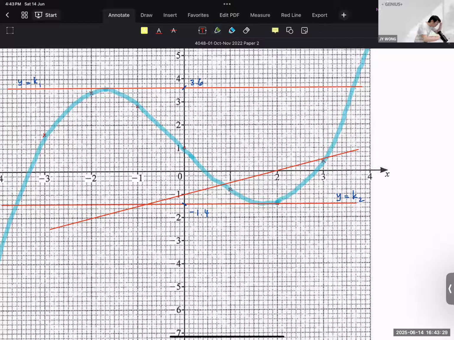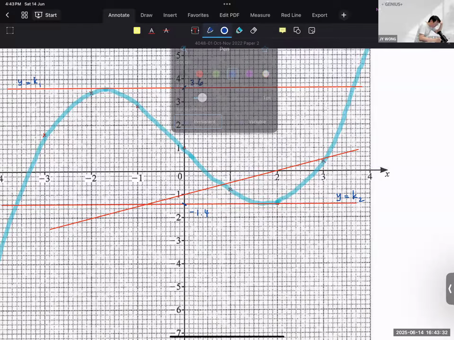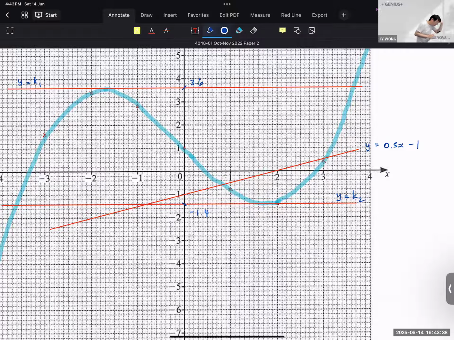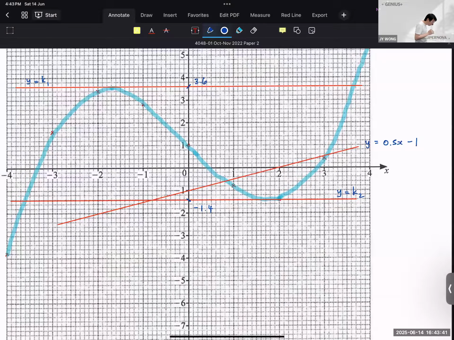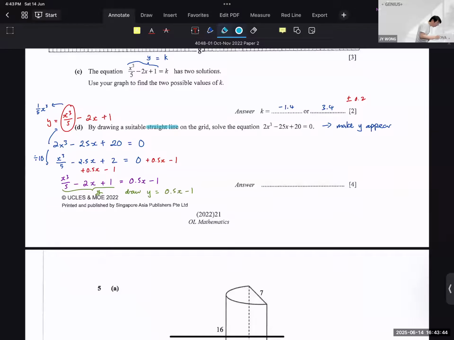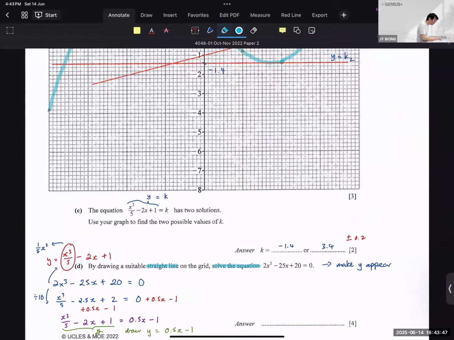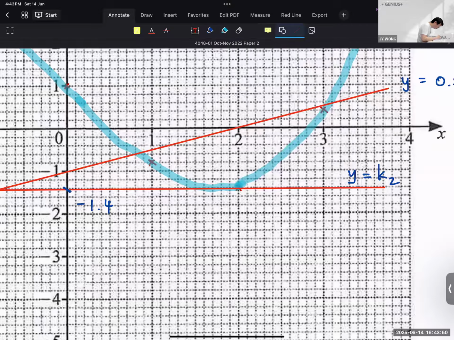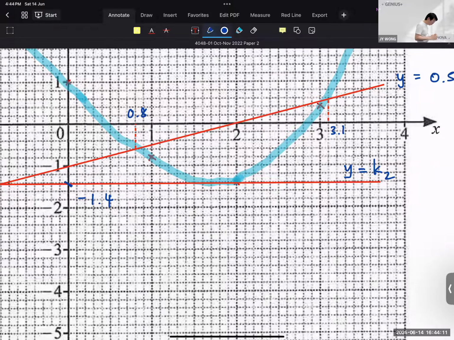Okay, so this is how the line will look like. And this, label it, is the line y equals to 0.5x minus 1. And therefore, the question asks you to solve the equation. Solve the equation means what? I find the x values of the graphical solution, which is your points of intersection. So what are the points of intersection? This point over here and this point over here. So I have 3.1, and I have 0.8.